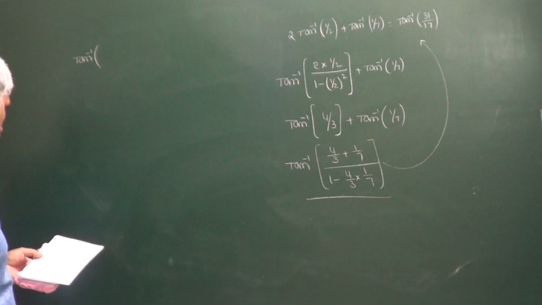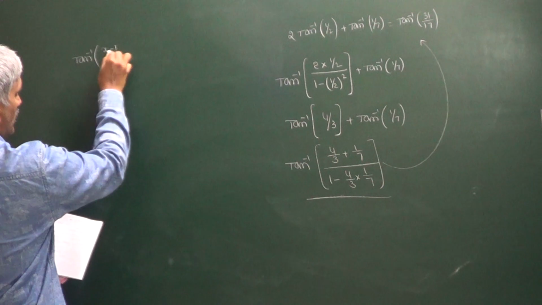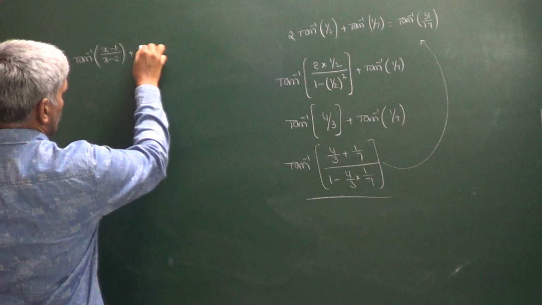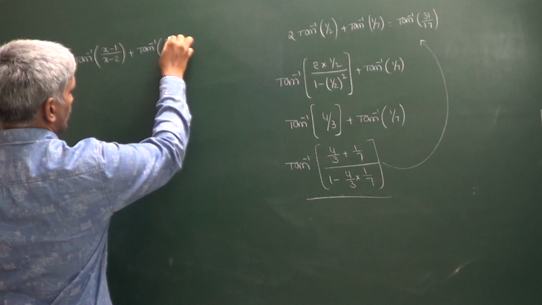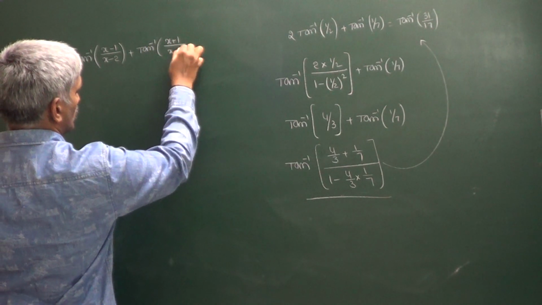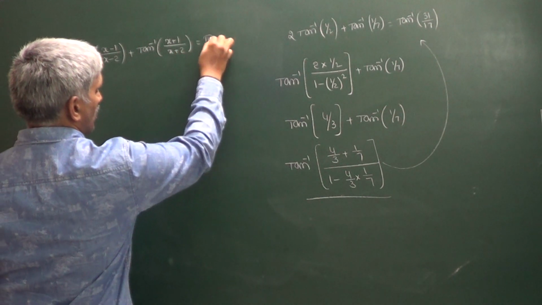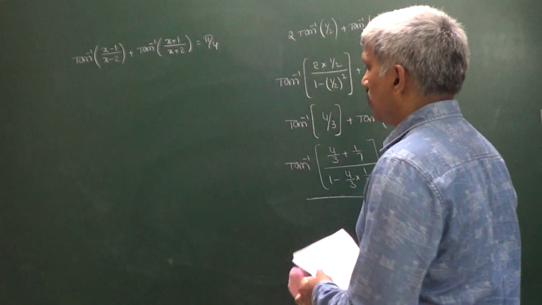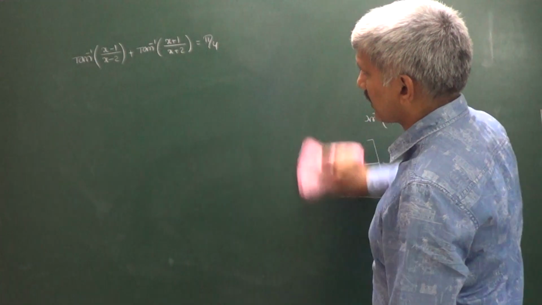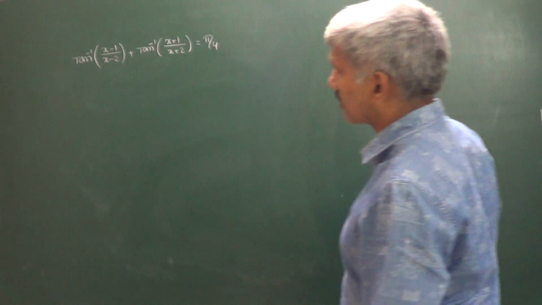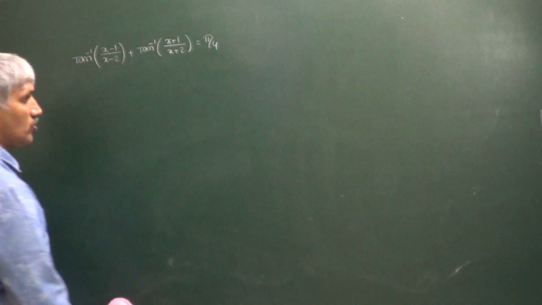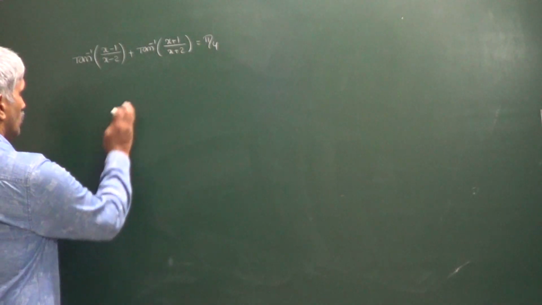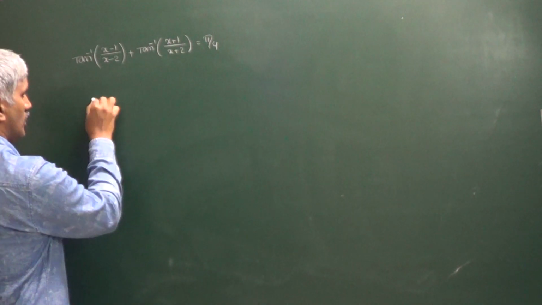Another question is asking tan inverse of x minus 1 divided by x minus 2 plus tan inverse of x plus 1 divided by x plus 2, given in the question as pi by 4. Then he is asking to find the x value. That means we have to solve tan inverse x minus 1 by x minus 2 plus tan inverse of x plus 1 by x plus 2 is equal to pi by 4. We have to find out the value of x. So here apply the formula.